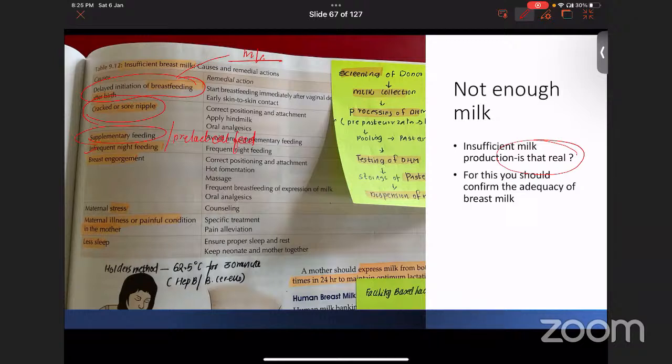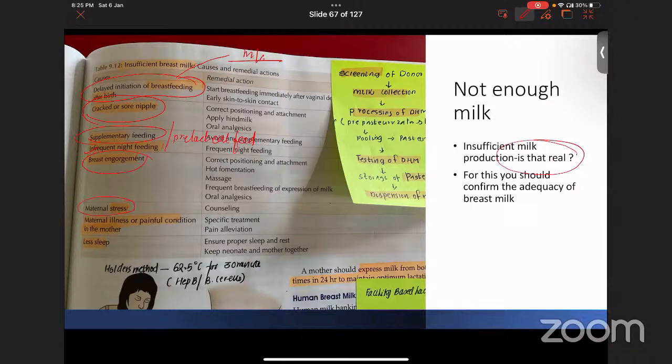Infrequent feeding, as I said, for the production of prolactin, you should initiate breastfeeding early. More frequently you have to breastfeed, and night feeding is very important. Unless you do a good night feeding, at least 2 or 3 feeds, there will be no prolactin production. If no prolactin production, there will be no production of milk. There is also breast engorgement, which I already discussed.